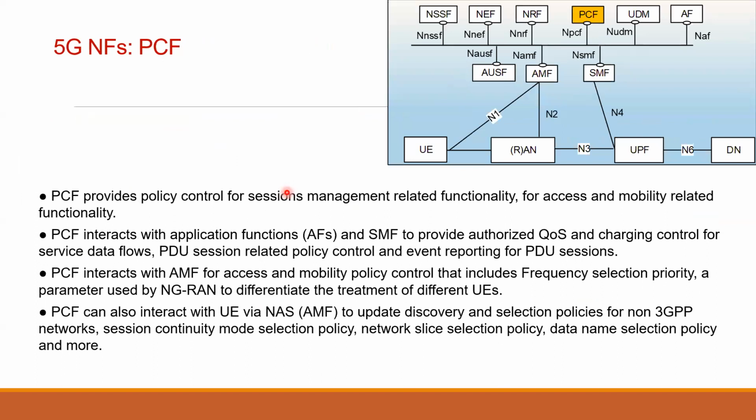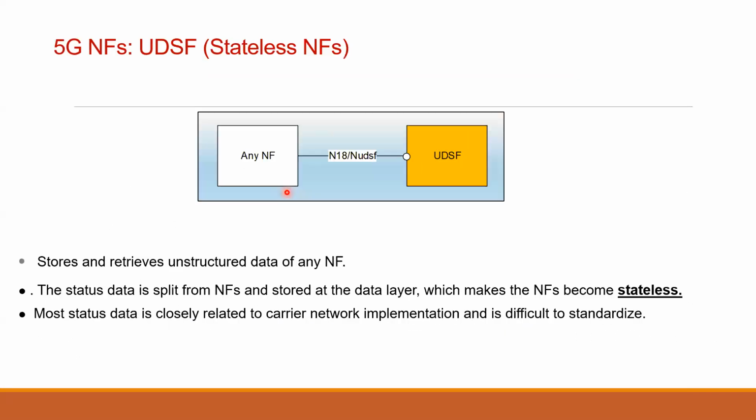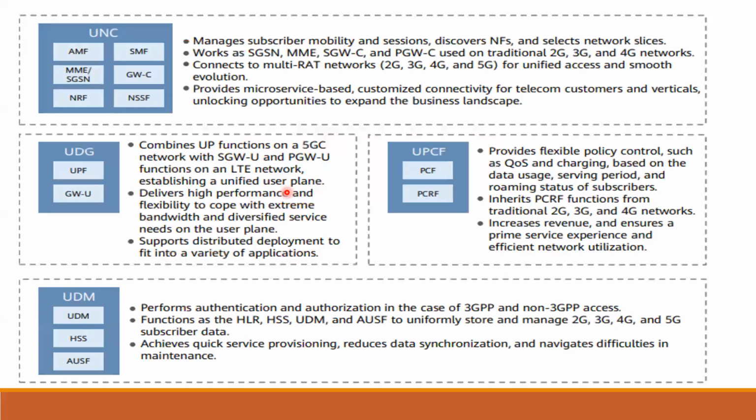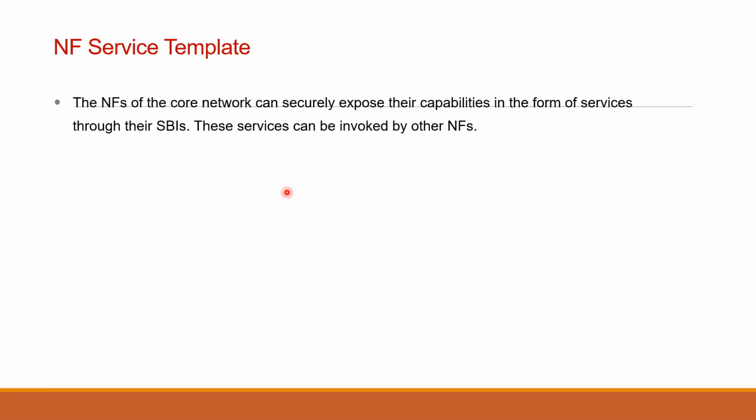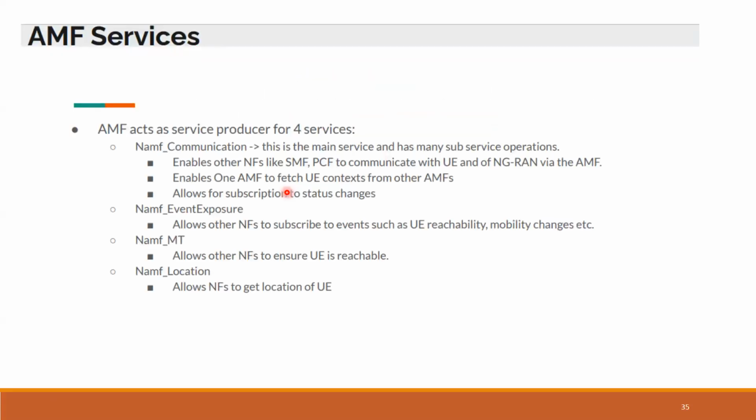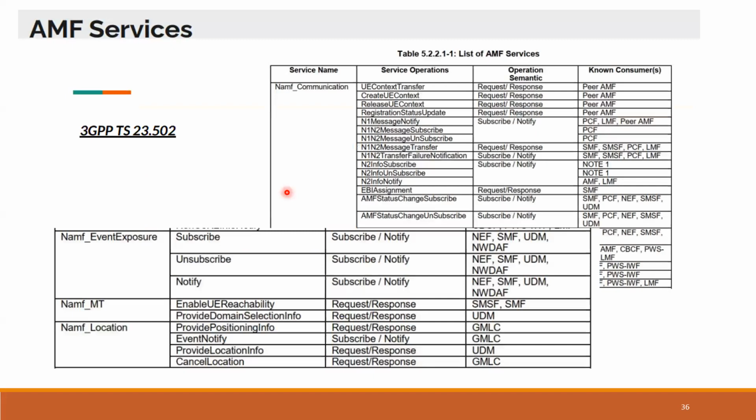So this two-way communication basically helps in communicating between these different network functions, right? So this is the communication. This service name is communication. What are the different service operations that you can do in communication?